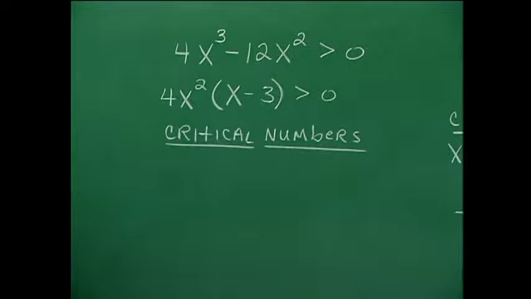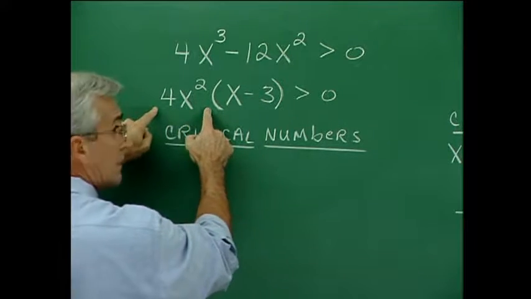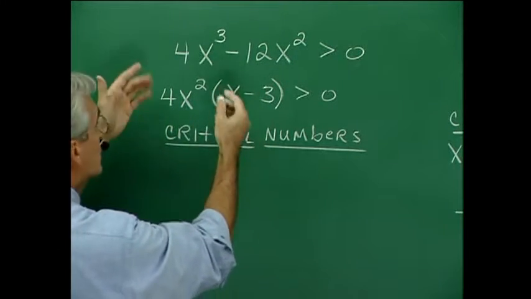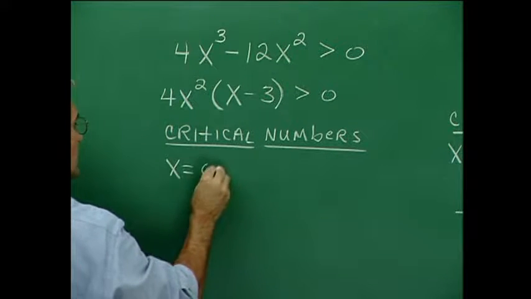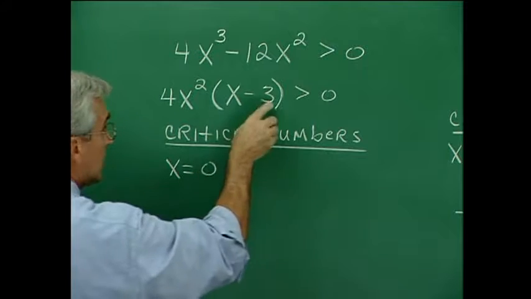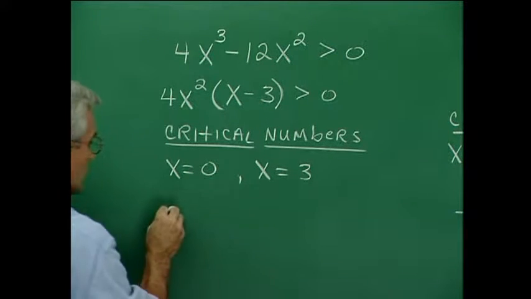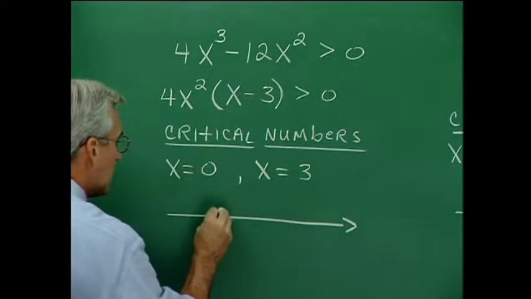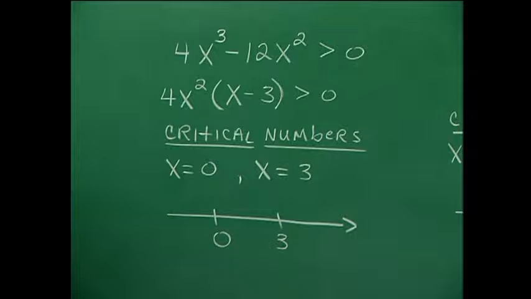All right, the critical numbers are the zeros of the factors. Now, the 0 for this factor, the value of x that causes the factor to become 0, is 0 itself. So x equals 0 is a critical number. Another critical number is the 0 of this factor, and that would be 3. So 0 and 3. So we have on the number line 0 and 3. Once again, we have 3 intervals.